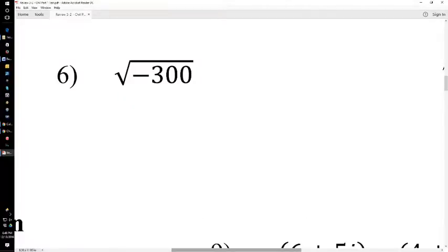For number 6, the same idea. We're going to divide this by the largest perfect square we can. In this case, it's 100. So 100 times 3. 100 is a perfect square. And it's a negative. So again, with the negative, we're just going to pull an i out to show that this is an imaginary number.